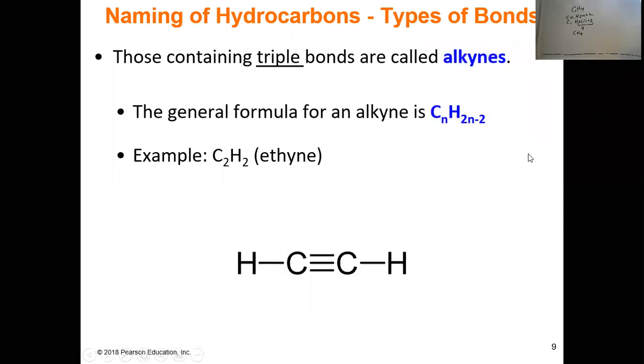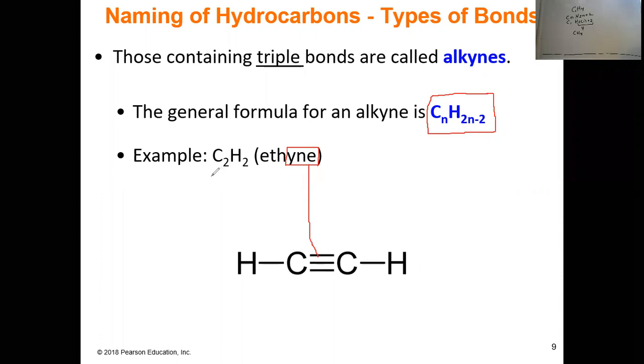The last type of hydrocarbon is what's called an alkyne. And an alkyne contains triple bonds. The formula for an alkyne is CnH2n minus 2. And our example here will be ethyne. And we know that it's an alkyne because it has a yne ending. It must have a triple bond in it.